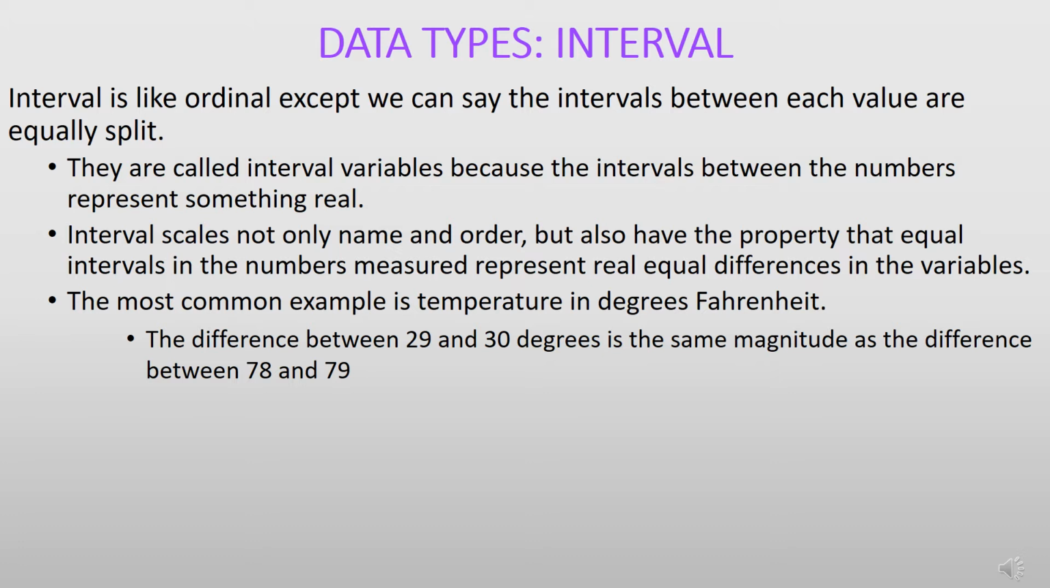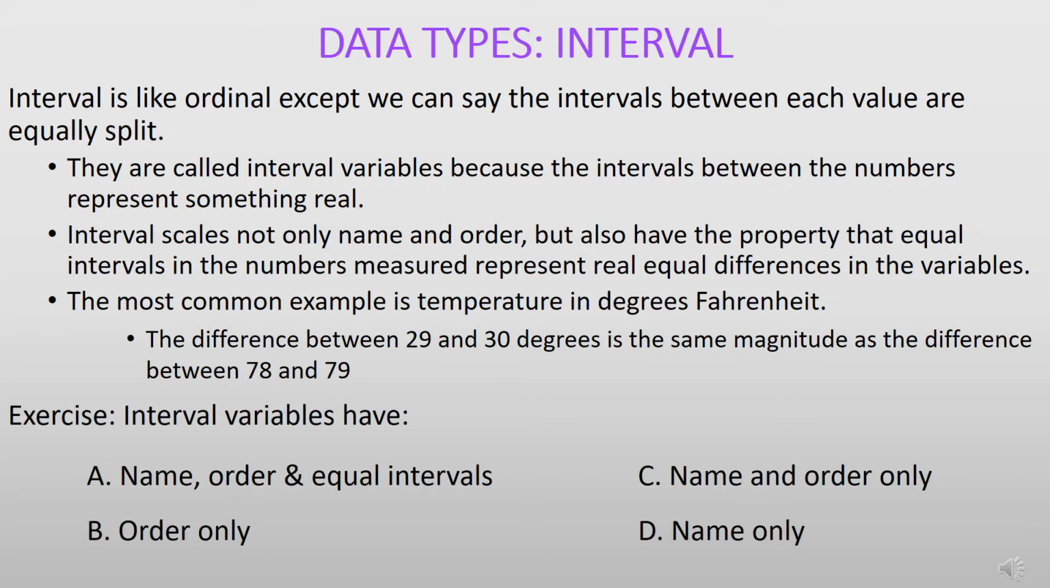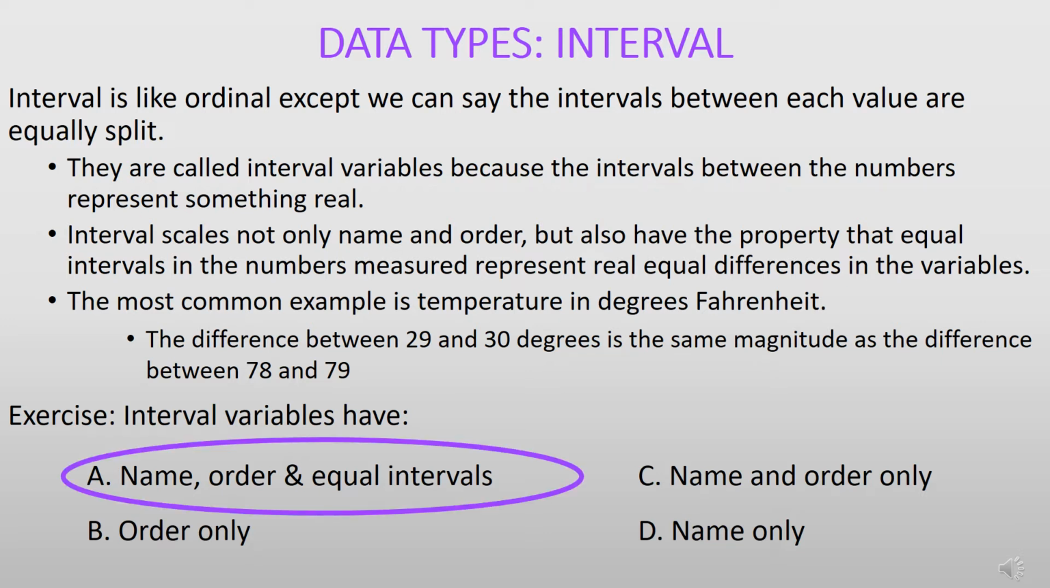Can you answer this exercise? Interval variables have A. Name, order, and equal intervals, B. Order only, C. Name and order only, or D. Name only. The answer is A, name, order, and equal intervals.